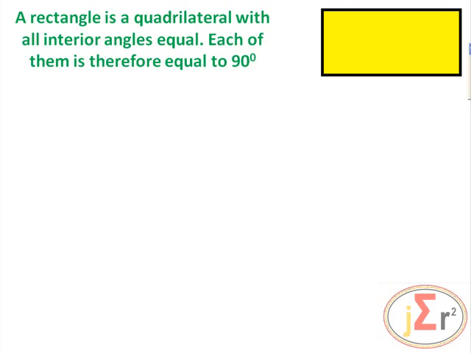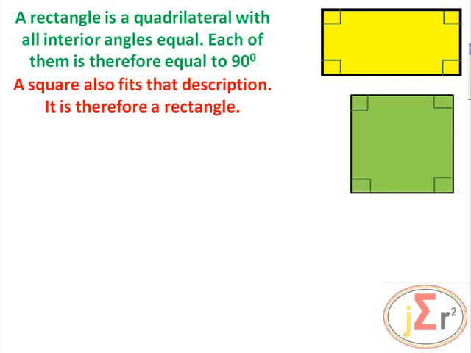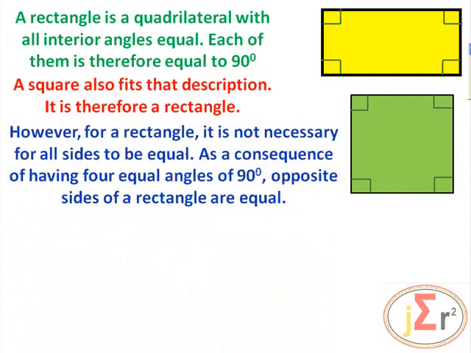A rectangle is a quadrilateral with all interior angles equal. Each of them is therefore equal to 90 degrees. That is your rectangle. A square also fits that description. It is therefore a rectangle. It has 4 sides with all angles equal to 90 degrees. However, for a rectangle, it is not necessary for all sides to be equal.